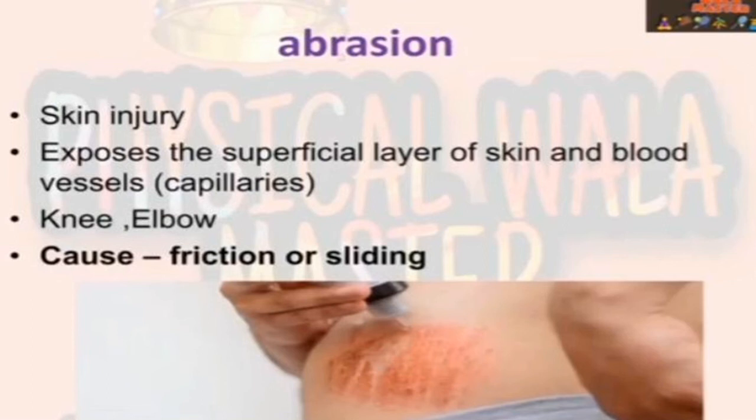Abrasion is a minor injury. Abrasion usually occurs due to friction with certain equipment or a fall over an area where the bone is very close. When someone falls or slides on the ground, a layer of the skin rubs off due to the friction.